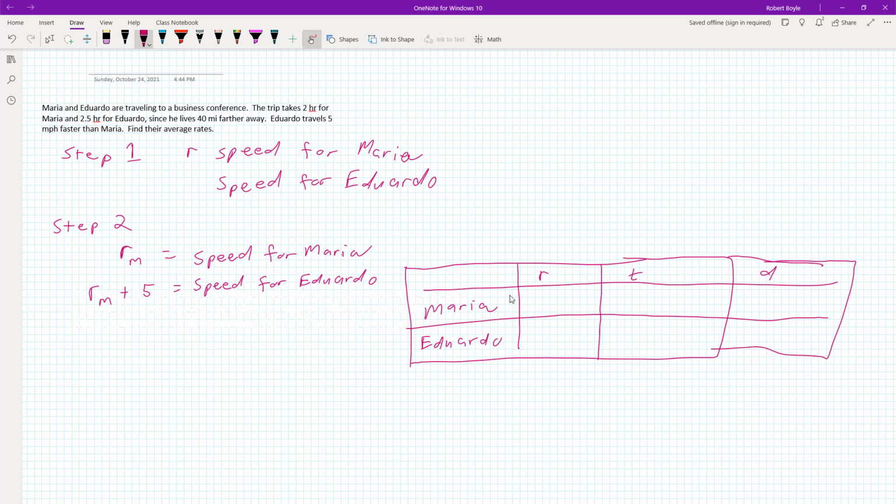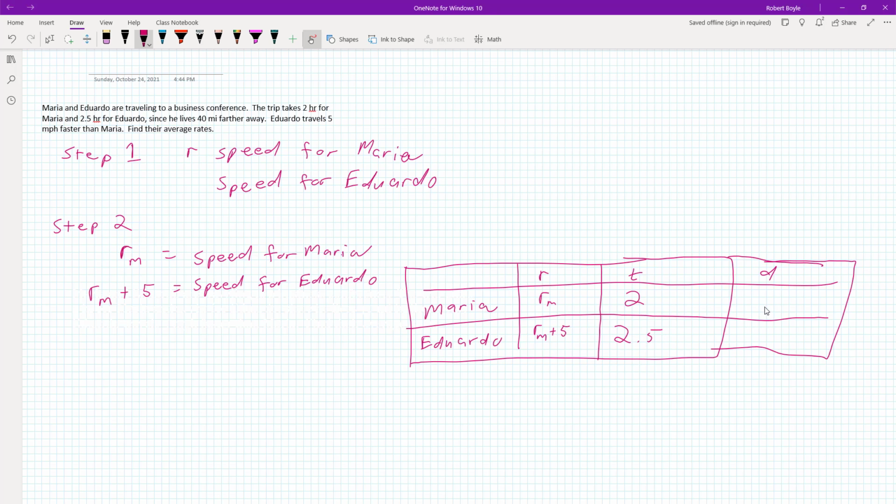Okay, now the rate for Maria is r sub m. We don't know what that is. The rate for Eduardo is r sub m plus 5. Now we know that Maria travels for a duration of 2 hours, and we know that Eduardo travels for a duration of 2.5 hours.